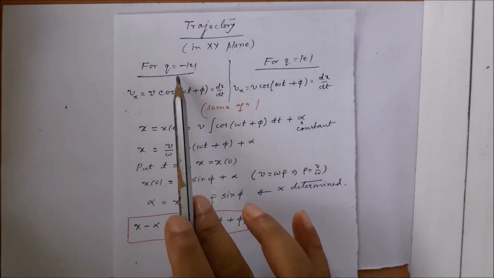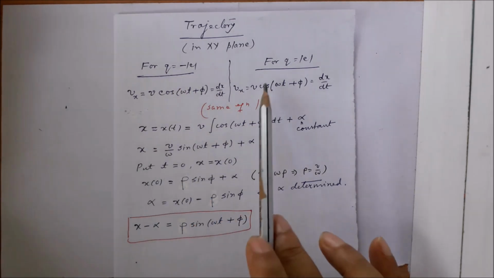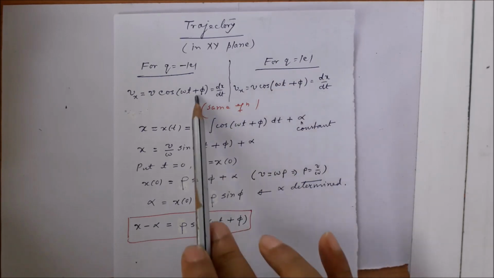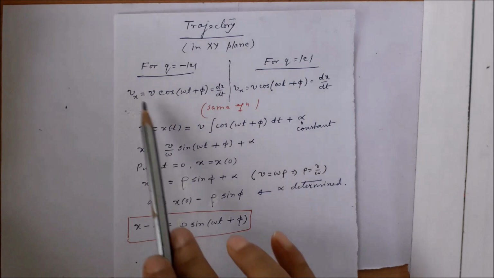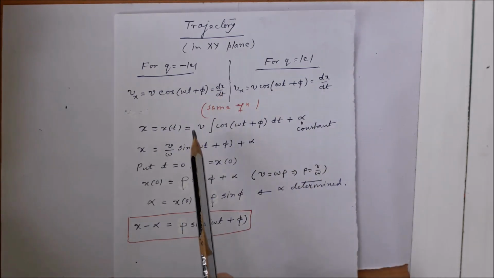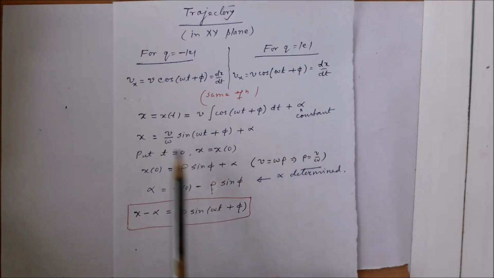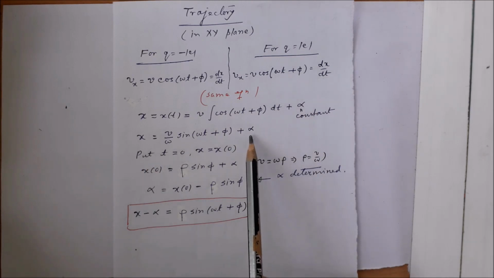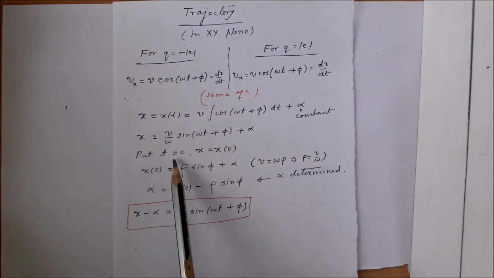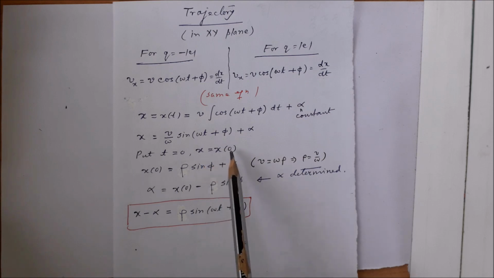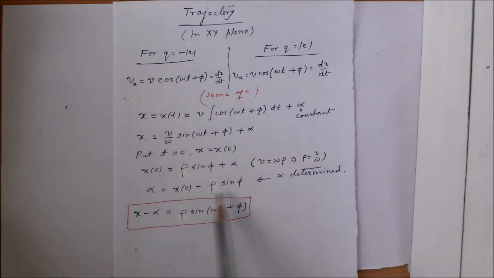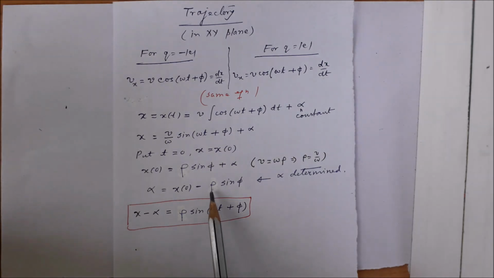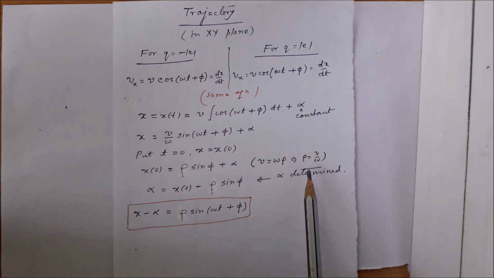For negative charged particle, this is Vx, and for positive charged particle, this is Vx, and we see that they are same. Now Vx is dx/dt, so integration leads to this equation, which involves a constant of integration alpha. At t equal to 0, if x is x of 0, then substitution gives us the value of alpha. So this is the x equation in terms of time t. Here the value of rho is v by omega.